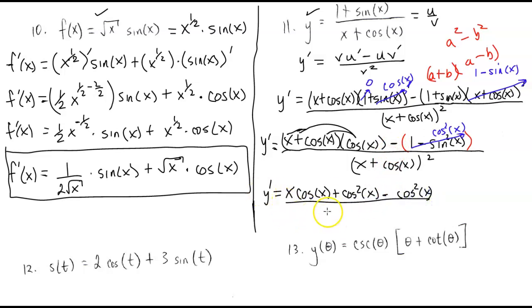And all of that is going to be over x plus cosine of x, quantity squared. And here we see that both of these terms cancel to 0. So that means our final answer here is just going to be x times cosine of x all over x plus cosine of x, quantity squared.